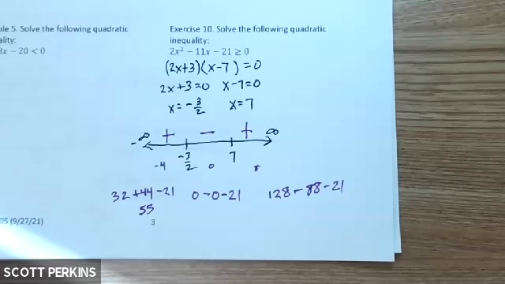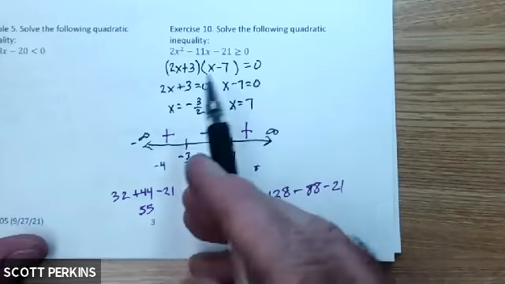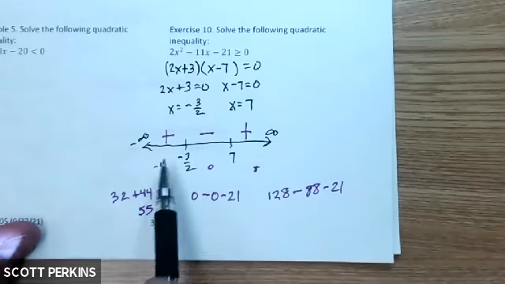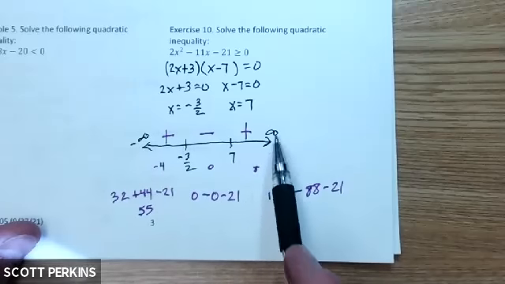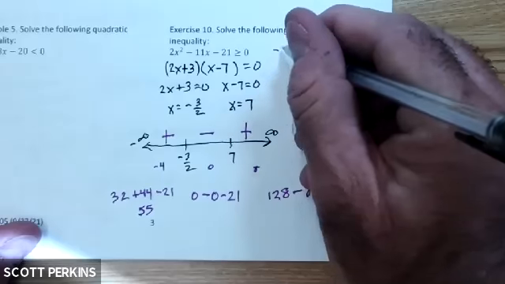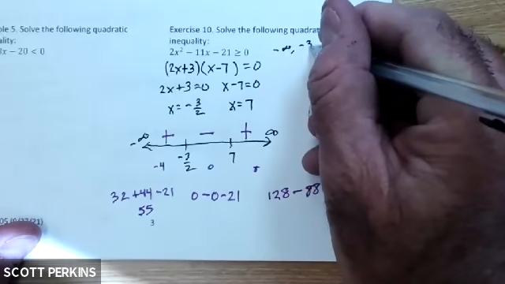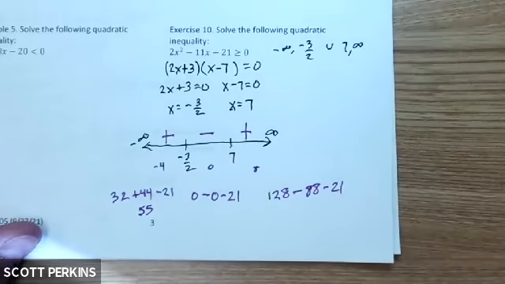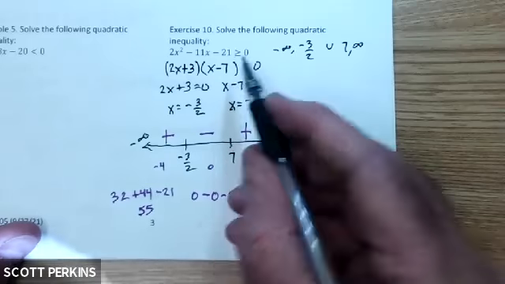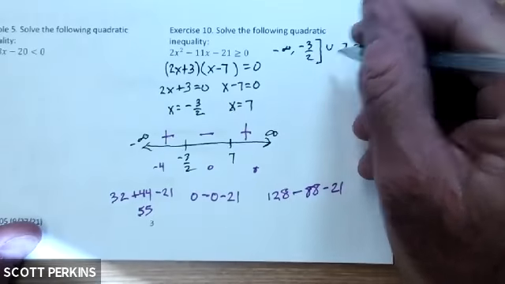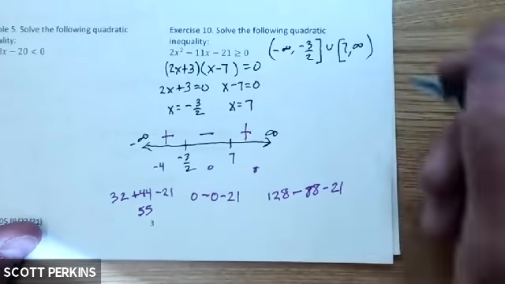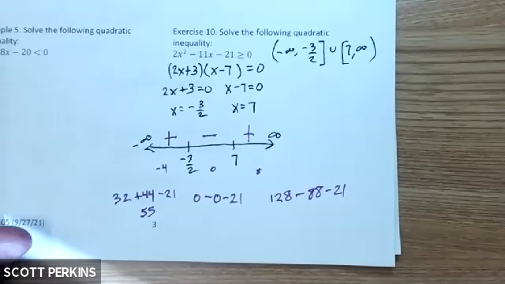That's the result. So to answer the question, when is this greater than or equal to 0? Well, once again, it's greater than or equal to 0 on the wings, on the ends. So that's negative infinity to negative 3/2, union 7 to infinity. Because of the equal bar, I'm going to put brackets on those points of equality, and I always use parentheses on the ends. And that is that.